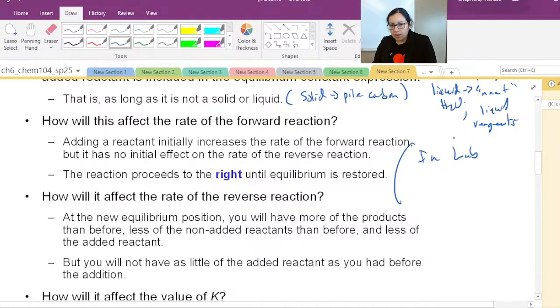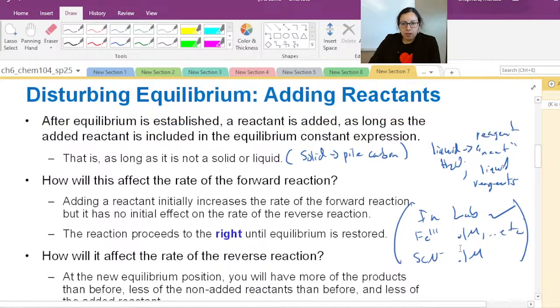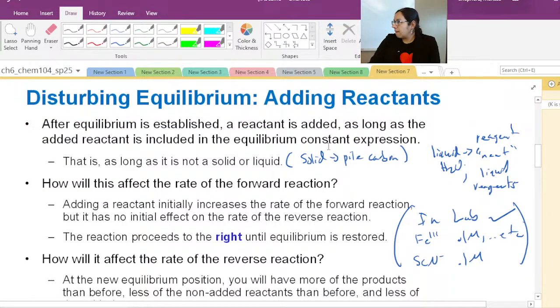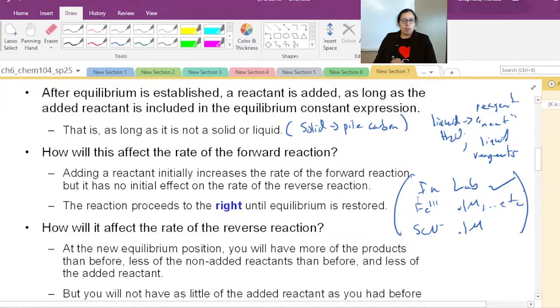Like I said, you'll see that on Wednesdays. In lab, you might have some iron 3 solutions that are 0.1 molar, etc. Or you'll work with thiocyanate, again at different molar concentrations. So that's different. Does that make sense to everybody, kind of what it's referring to? Again, it just can't be a pure solid or a pure liquid reagent, as long as there's some sort of concentration to it.